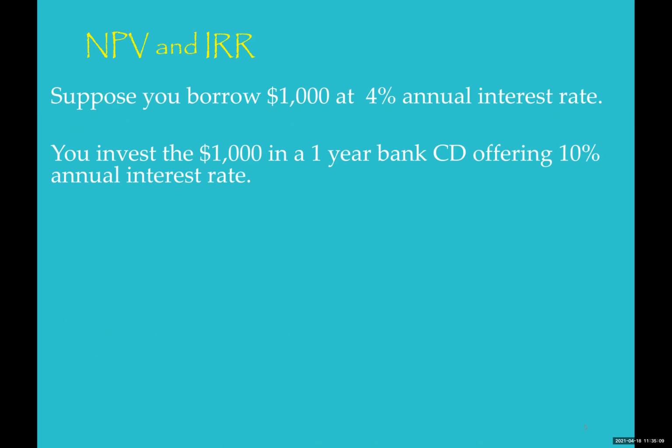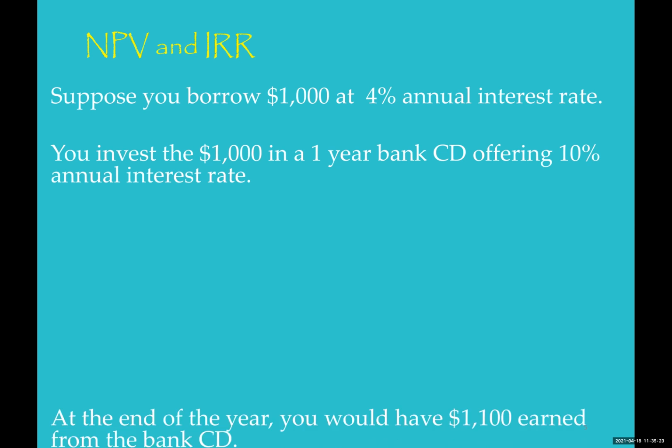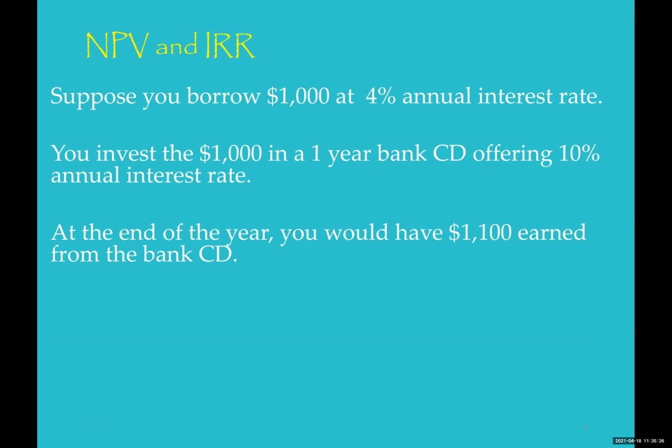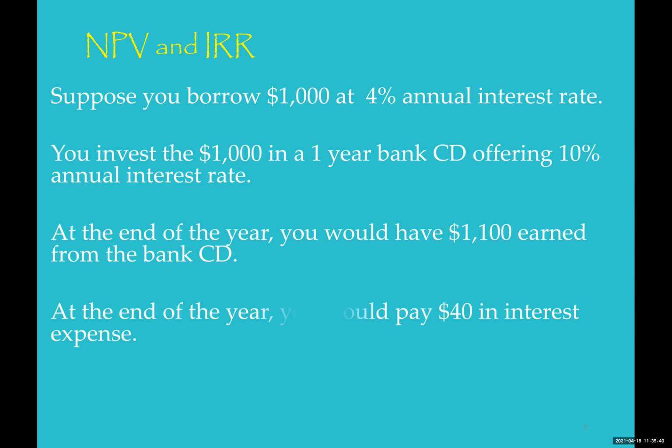All right, so suppose you borrow $1,000 at a 4% annual interest rate. You turn around and immediately invest $1,000 in a 1-year bank certificate of deposit that offers a 10% annual interest rate. So at the end of the year, you would have earned $1,100 from the bank CD, right? That's $1,000 times the 10% would give you $100. So you would have in your account at the end of the year $1,100. Also at the end of the year, you would need to pay the $40 of interest because it's 4% times 1,000. So that's the expense to borrow the money. So the question is, what's your overall return on this project? Because this is like a project.